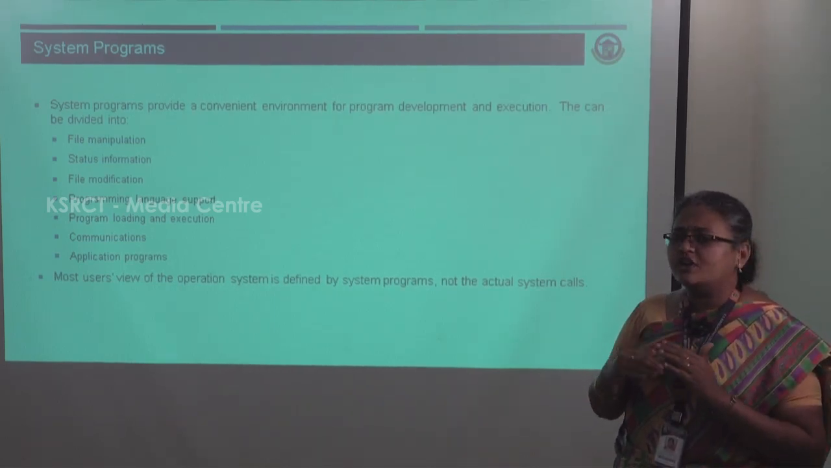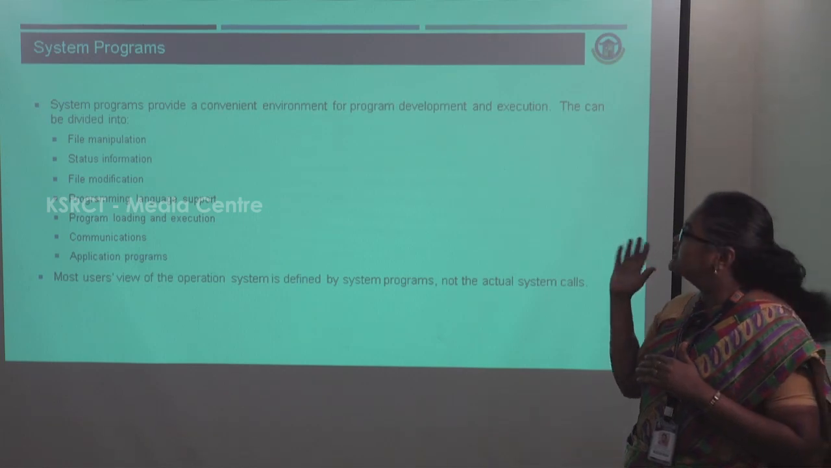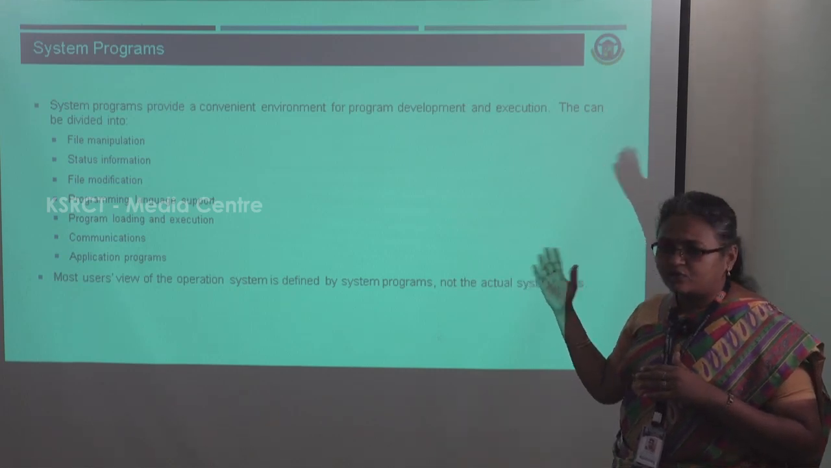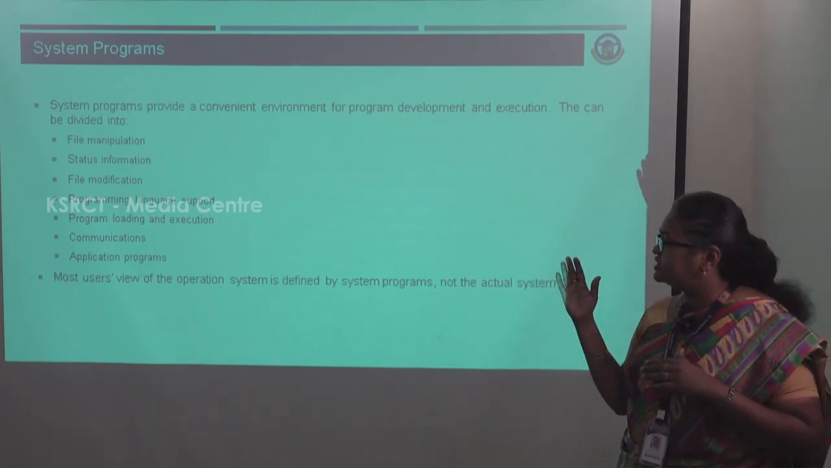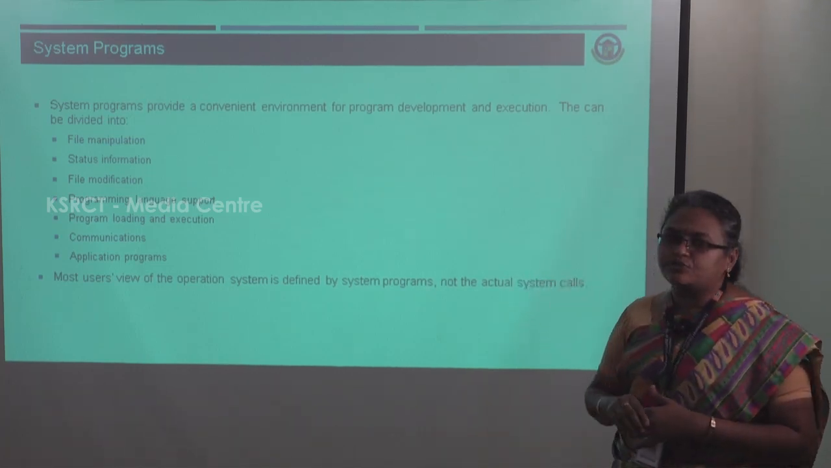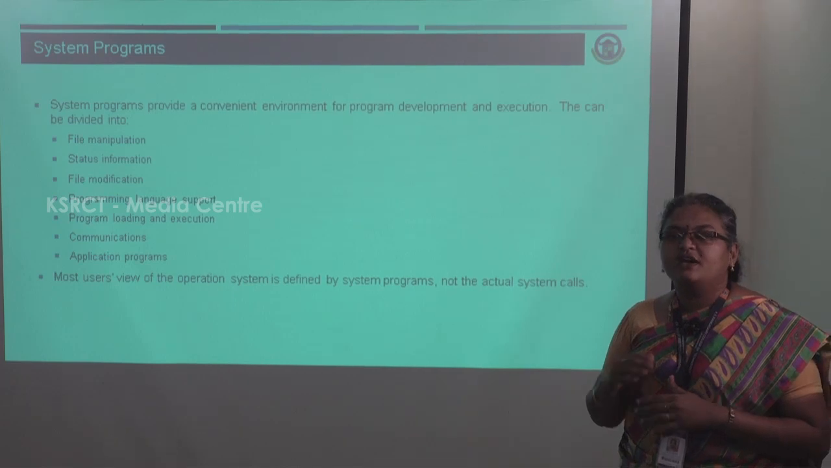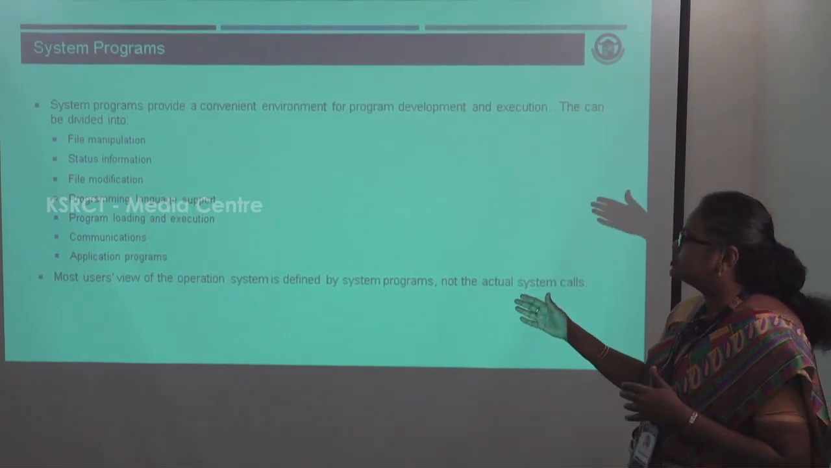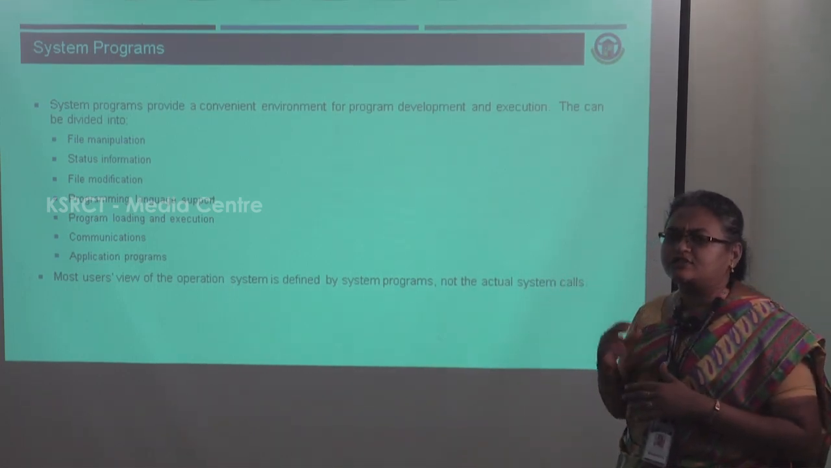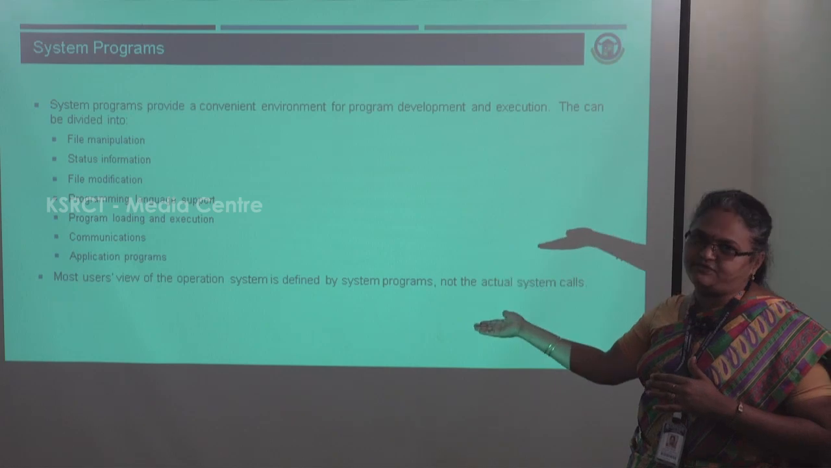The system program provides a convenient environment for program development and execution. This can be divided into 7 types. The first is file manipulation, second status information, next file modification, programming language support, program loading and execution, communication and application programs. These are the 7 types of system programs we can build using system calls. Most users' view of the operating system is defined by the system programs, not the actual system calls. They are not given the system calls, instead they are provided system programs to execute in these fields. Thank you.